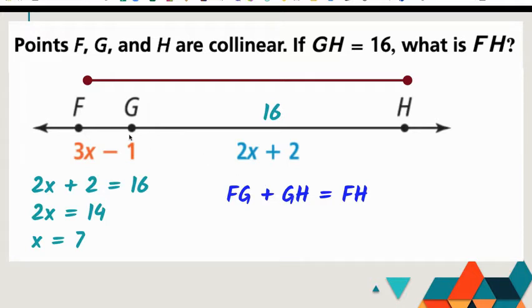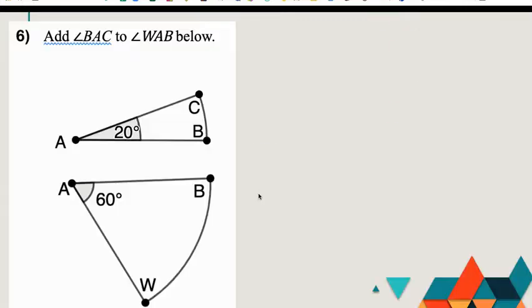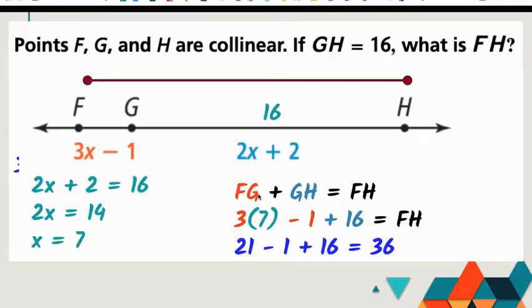Now I add the two smaller segments together, FG and GH, and together they make the long one, FH. FG plus GH equals FH. We know FG is 3x minus 1, but we know x is 7, so we substitute the 7 for x. We know GH is 16. So when we simplify it, we get FH is 36. And that is what we were asked to find.